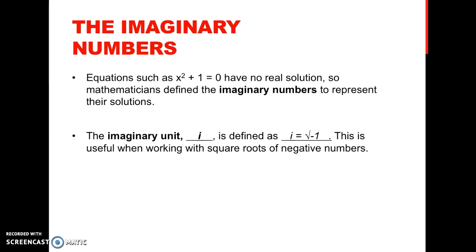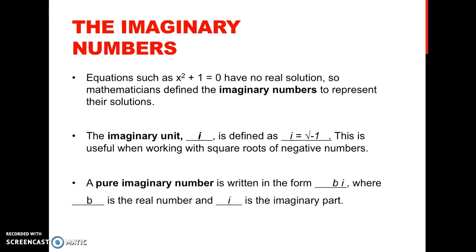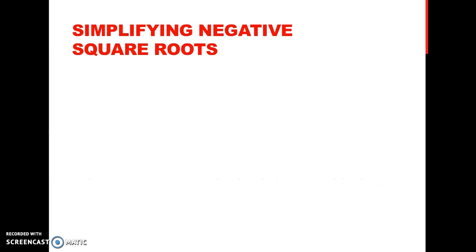The imaginary unit, or i, is defined as i equals the square root of -1. This is useful when working with square roots of negative numbers. A pure imaginary number is written in the form bi, which is b times i, where b is the real number and i is the imaginary part.